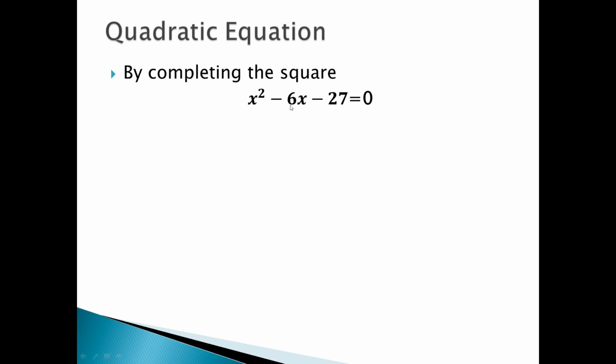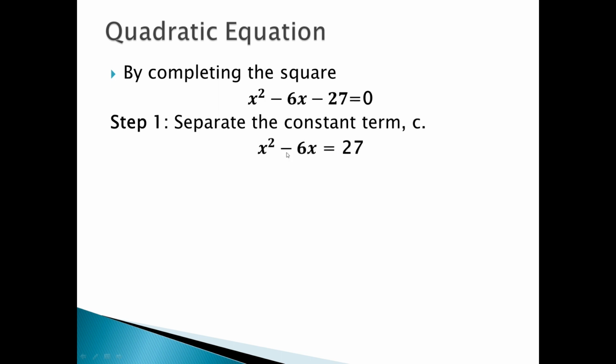The first step in completing the square is to separate the constant term c. Okay, in this case, since we have an equation, we can separate it by transposing it to the other side. So we have here x squared minus 6x. Since we transpose negative 27 to the other side, it changes sign, so it becomes positive 27.